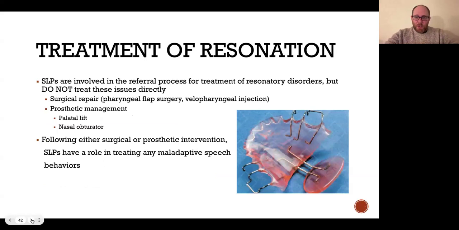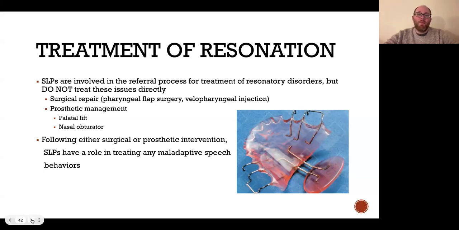As far as treatment of resonation goes, this is an interesting area because we as SLPs are not involved in the direct treatment of the resonation system. That means we don't treat resonance itself. I'm going to get into what that means in a second, but we are involved in the referral process for these issues. So if you have someone whose velum is so flaccid or so spastic that it can't get up to close off their nasal cavity, like we spoke about earlier, you might want to refer them to a surgeon who can work on that.